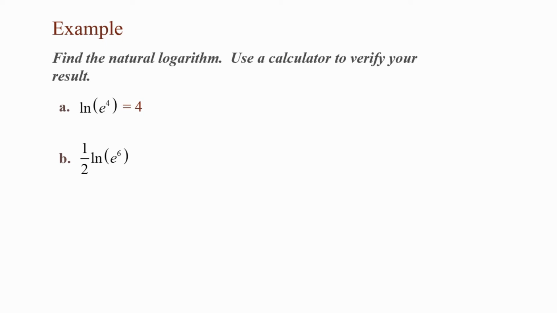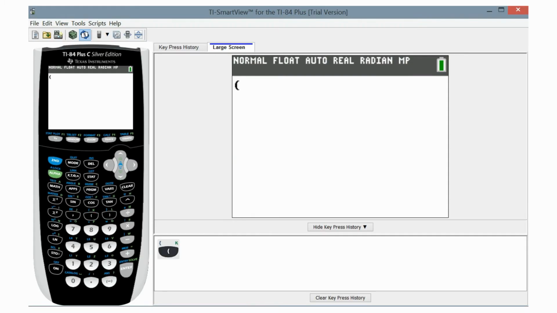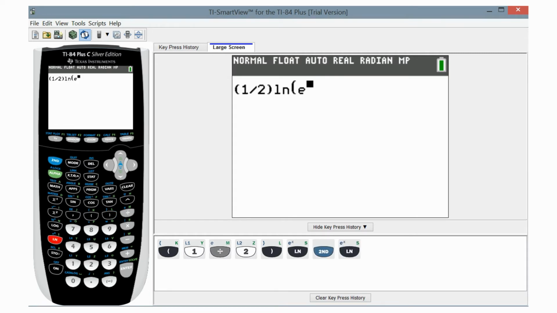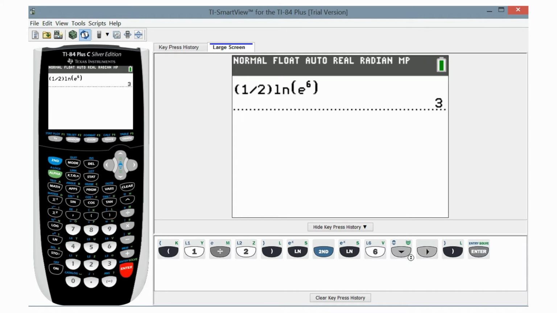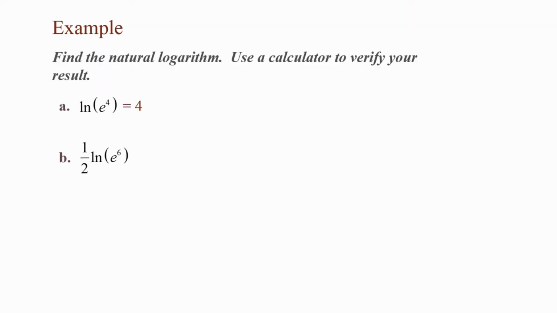For part B, we have 1/2 natural log of e to the 6th power. Again, the natural log and e cancel each other out, leaving me with just 6. So that means we have 1/2 times 6, which gives us 3. Calculating, we have parentheses 1 divided by 2 times the natural log, second ln to get e to the power of 6, and we get 3. So 1/2 times the natural log of e to the 6 equals 3.